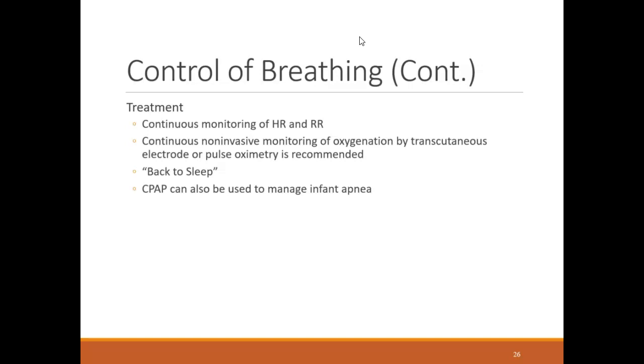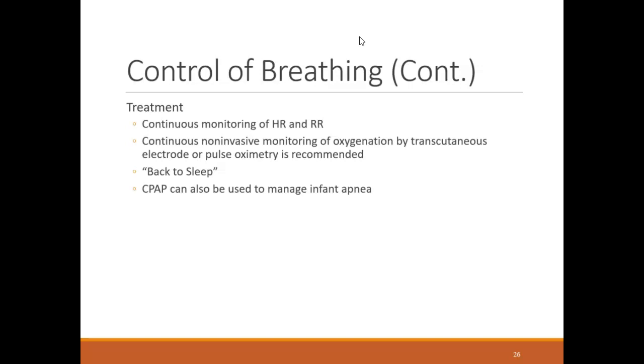So typically, if your apnea monitor goes off, alerting you to the fact the baby's not breathing, gentle stimulation is enough to kind of remind them, hey, wake up, you're supposed to be doing something, take a breath. So we do that by flicking the foot, rubbing the skin. You can pick the baby up and pat them on the back. Those are typical, easy treatments to correct the apnea. There are other treatment strategies that are mentioned in your book in table 35.3.